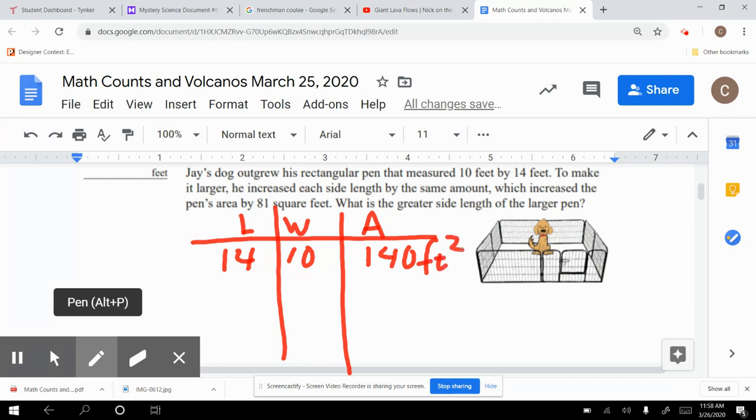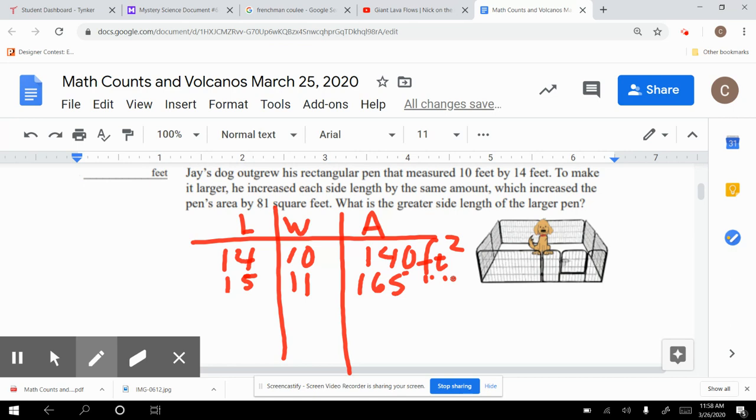Okay, so now each one of the sides has to increase by the same amount. So let's increase each one by 1 and see what happens. If this is now 15, this would then be 11, which gives us an area of 165. I'm going to assume that you know I'm referring to feet squared. Okay, so let's increase by another one.